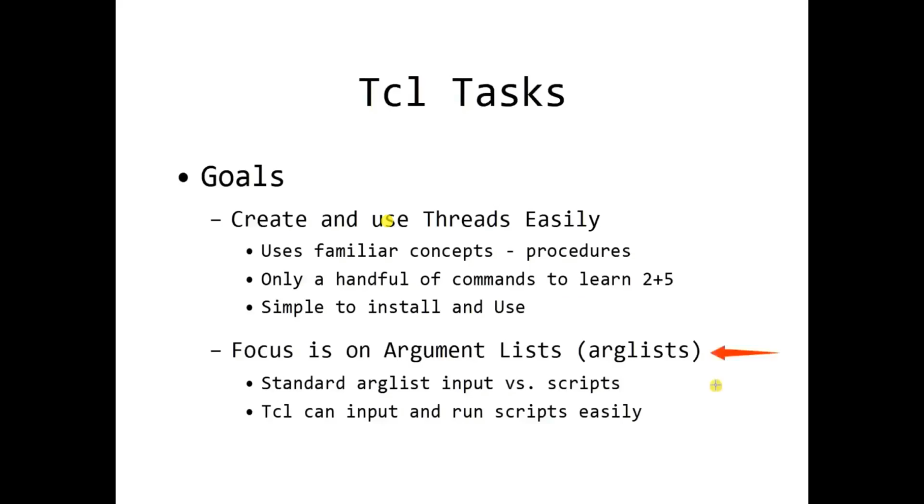Tasks are called with a standard Tcl arg list similar to any procedure, command, or method. A task can be called with a script as an input argument, so nothing is lost by focusing on arg lists. But as we will see, this makes it easy to convert existing procs into tasks.